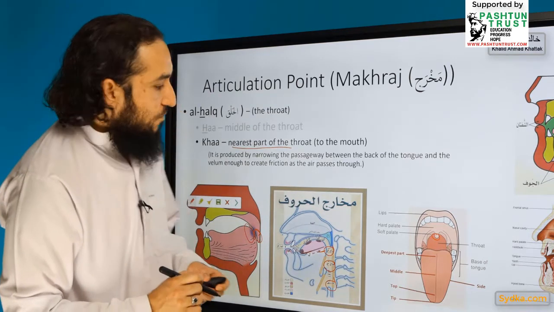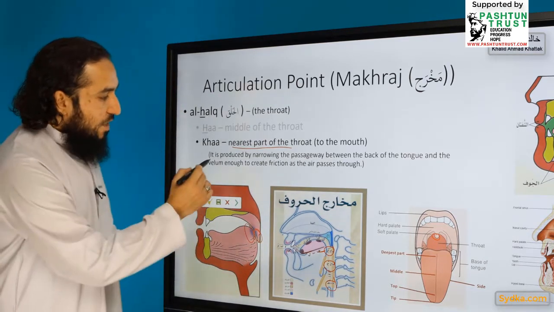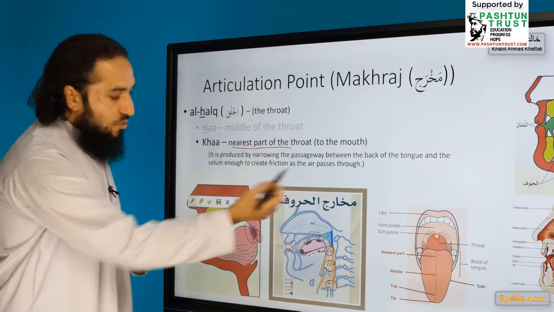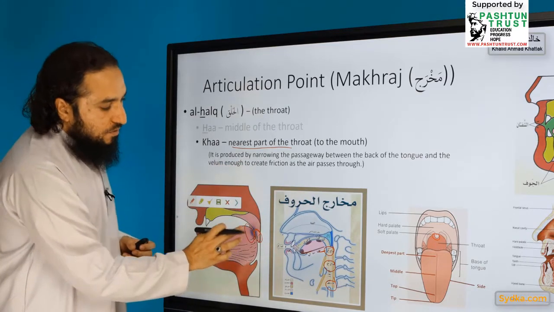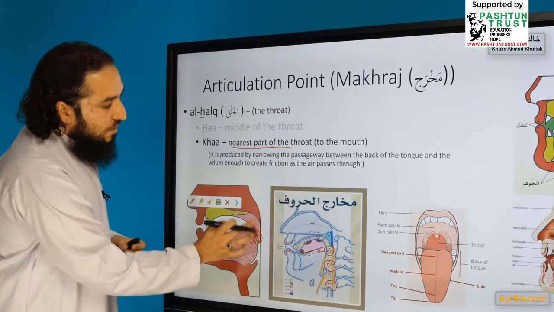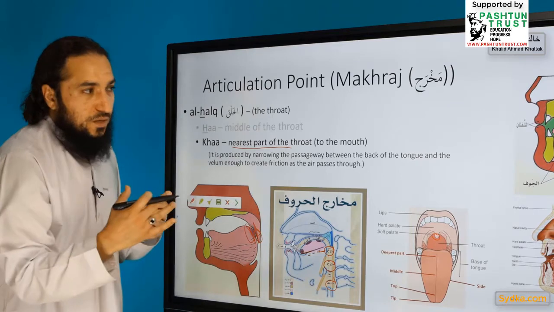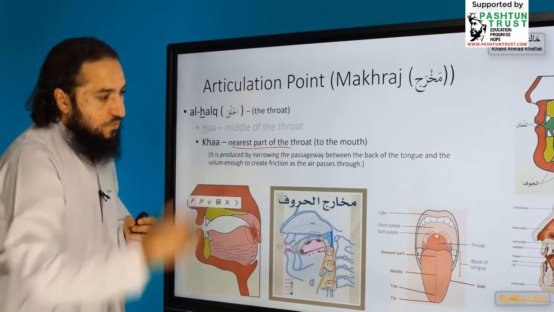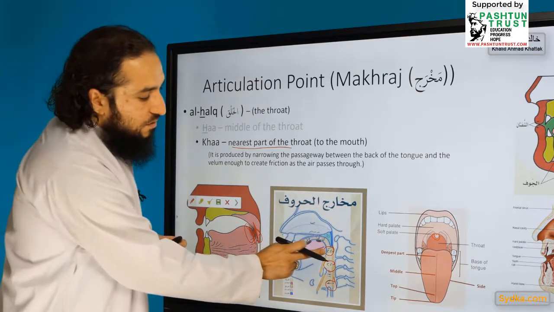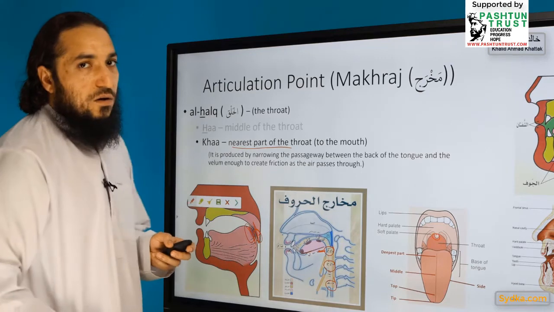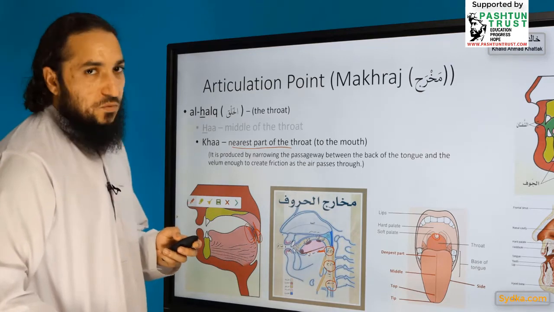So again, it is produced by narrowing the passageway between the back of the tongue and the velum, and they create friction as the air passes through. Okay, and this is the articulation point for Khaa, or the sound Kh.